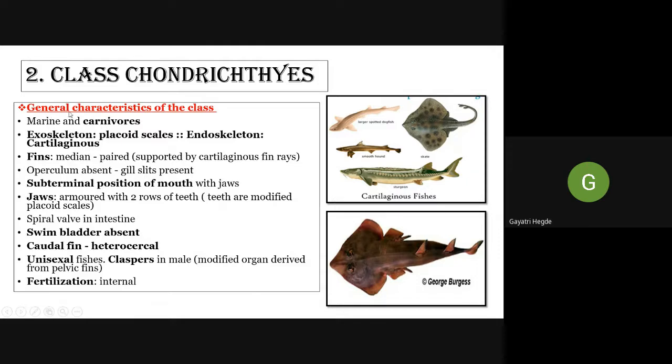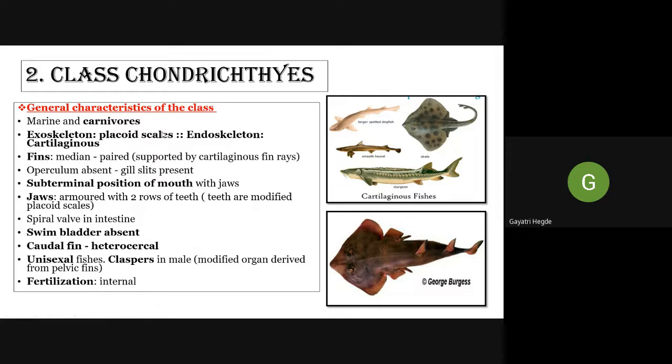Now, I have arranged the general characteristics, so it is good that you also arrange them like this and learn. First is where and how they live, the habit and habitat. Habitat is strictly aquatic, and in aquatic, marine. So basically all the fishes belonging to the cartilaginous class Chondrichthyes are marine, and they are carnivorous. All fishes are usually carnivorous.